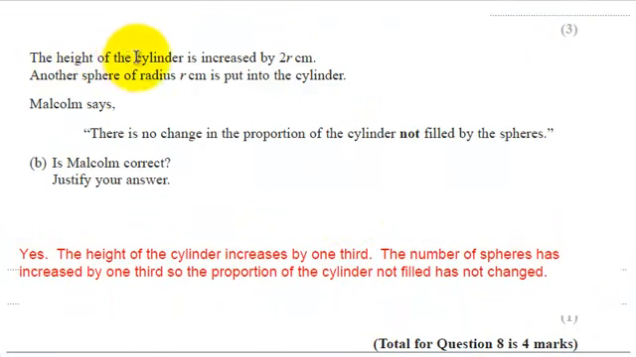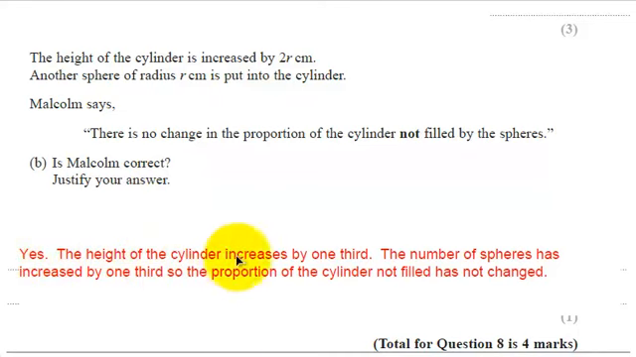The height of the cylinder is increased by 2r centimeters. Another sphere of radius r centimeters is put into the cylinder. Malcolm says there is no change in the proportion of the cylinder not filled by the spheres, i.e. it's still 1/3. Is Malcolm correct? Justify your answer. Malcolm is correct.